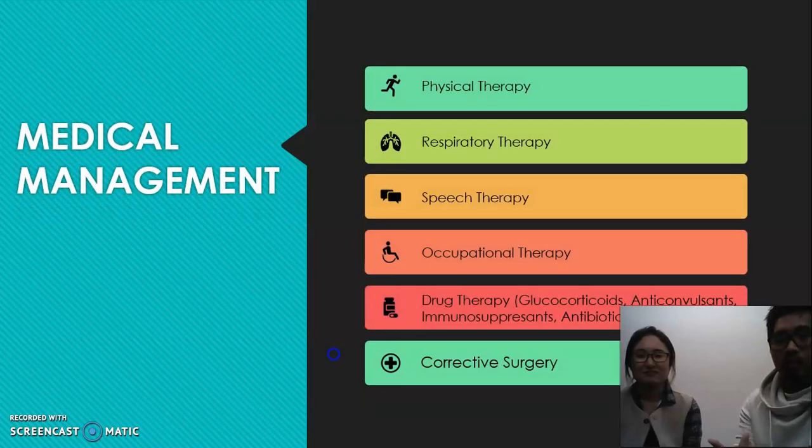So medical management. Physical therapy, we will expand on that later on. Respiratory, speech therapy, occupational therapy, drug therapy. So a combination of glucocorticoids, anticonvulsants, immunosuppressants, and antibiotics, and corrective surgery to correct contractures that would happen later on.